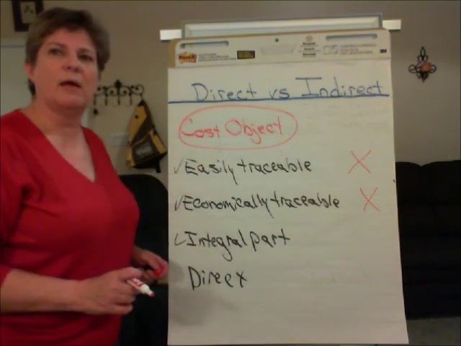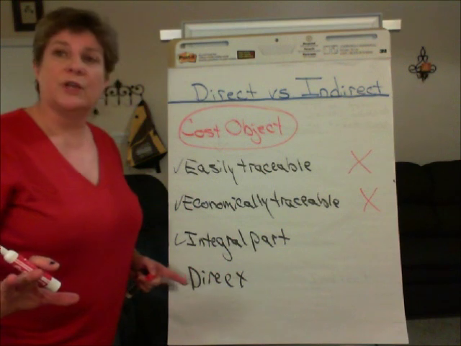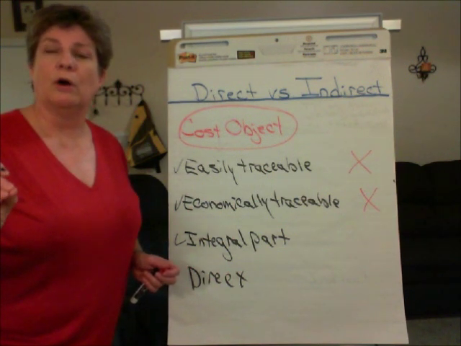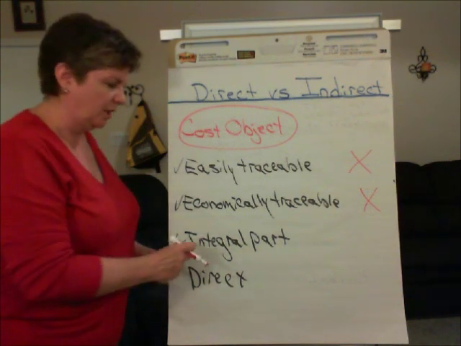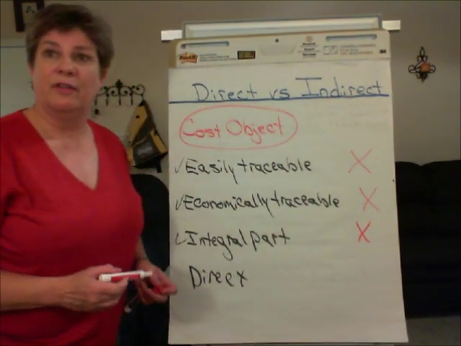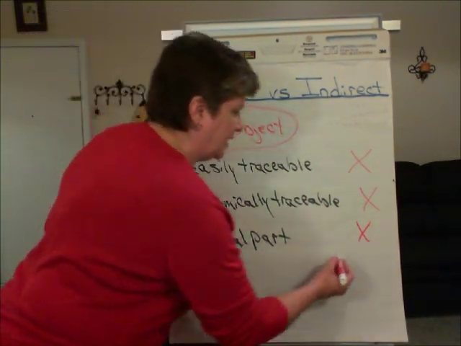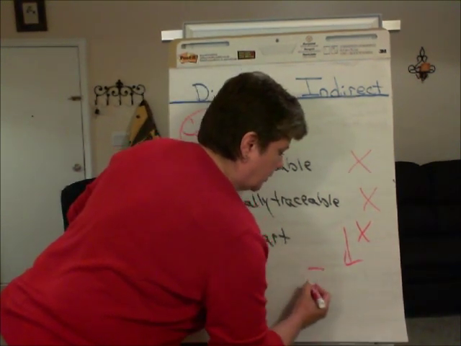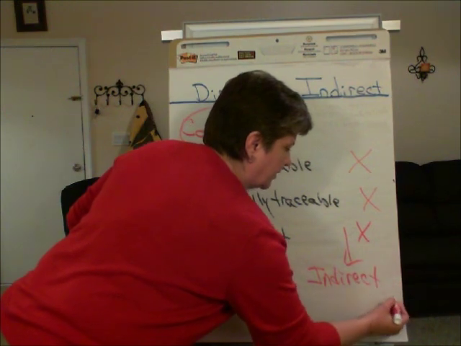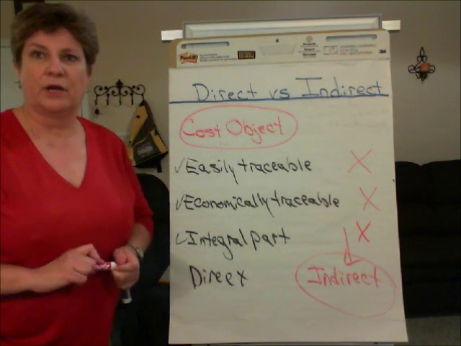So if it's not economically traceable, it's not easily traceable. And also, if it's just a very small part of the overall cost of this cost object, in other words, it's not an integral part of that cost object's total cost. Well, if that's the case, then that cost is considered to be an indirect cost of the cost object.